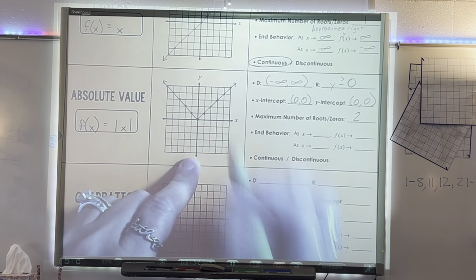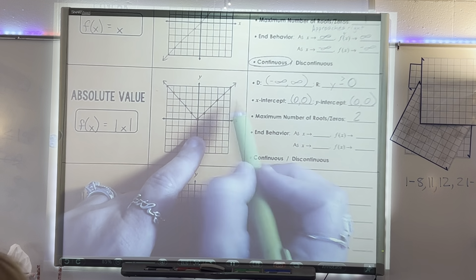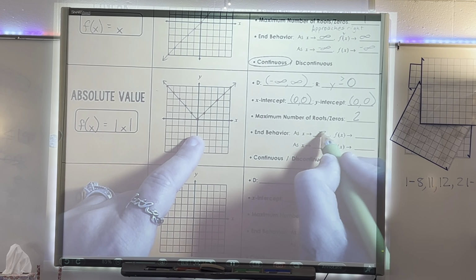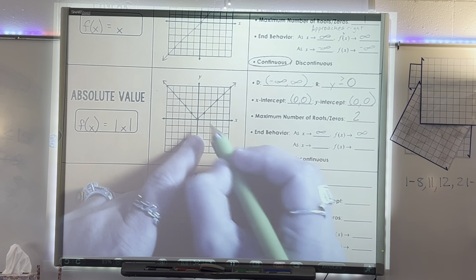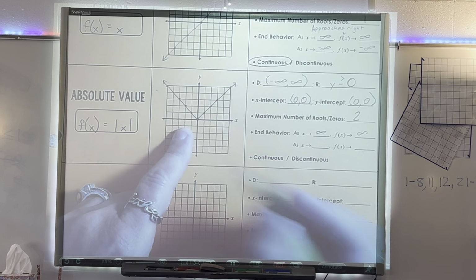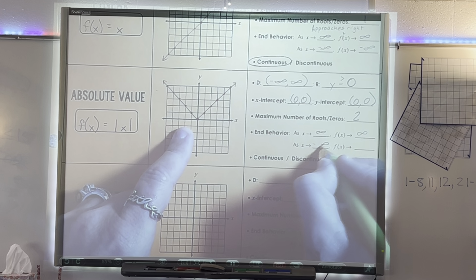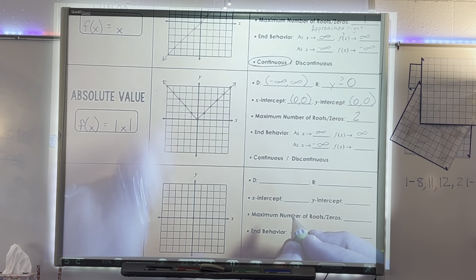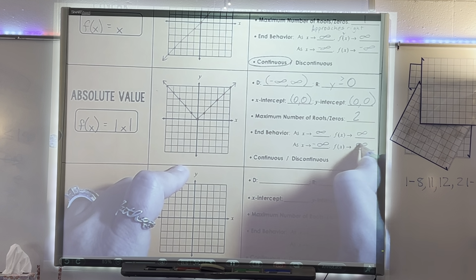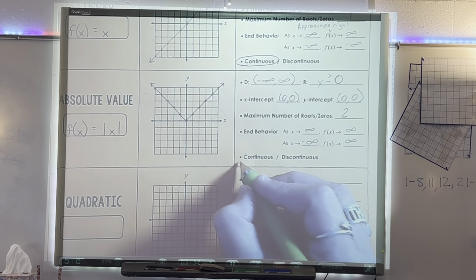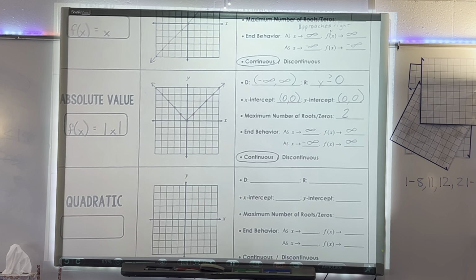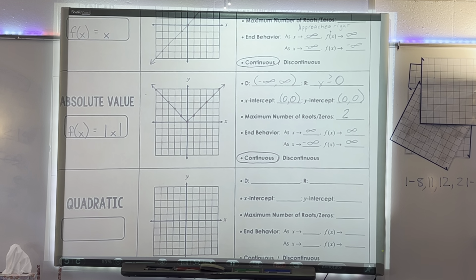Your end behavior. So as I look over here, as I go to the right, as x approaches infinity, f of x is going up, positive infinity. Over here, as I go to the left, towards negative infinity, f of x is still going up, so towards positive infinity. And this graph is also continuous. There's nothing that's stopping anything from happening there. We are out with that.